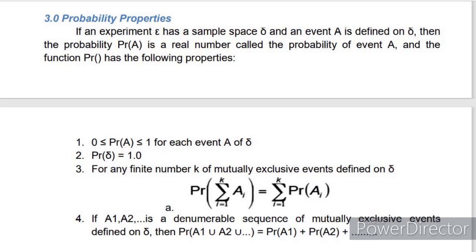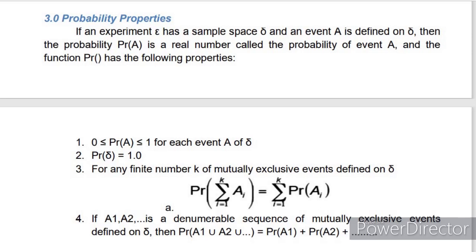Next, number 2, the probability of delta is equal to 1.0. Number 3, for any finite number k of mutually exclusive events defined on delta, the probability of the union of a sub i as i goes from 1 to k is equal to the summation of the probability of a sub i as i goes from 1 to k. Next, number 4.